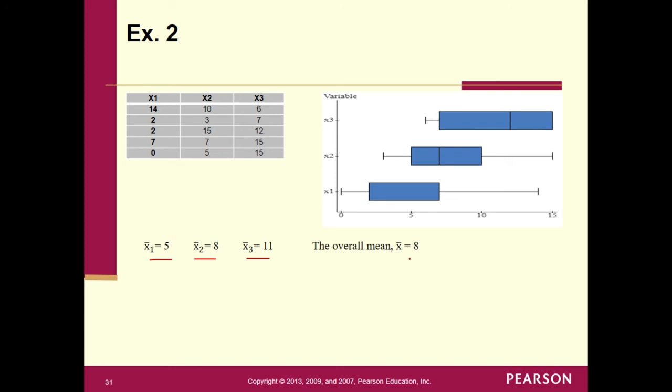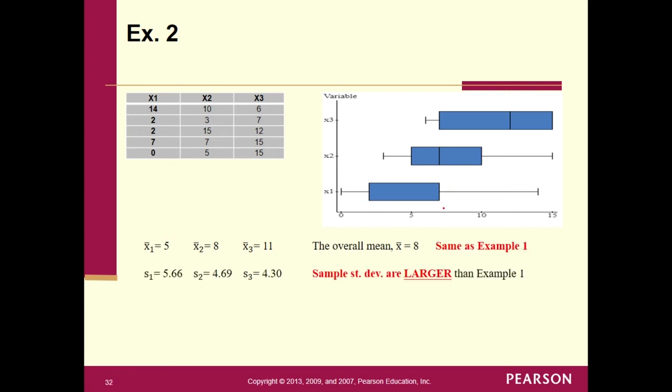So the overall mean is still 8, but what happened to the standard deviations? They are definitely increasing, aren't they? They're getting larger versus example 1. Instead of 1, 1, and 1.25, we have 5.66, 4.69, and 4.30. So the standard deviations are definitely getting larger, but the sample means did not change. They're still 5, 8, 11, and the overall mean is still 8.